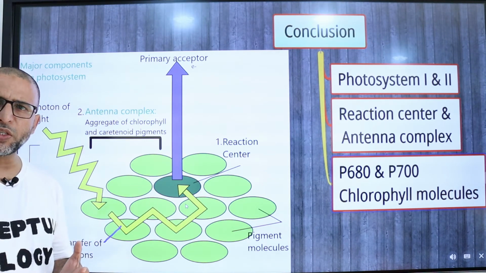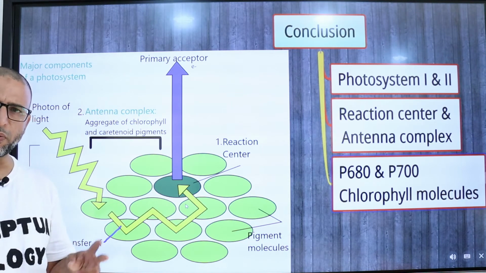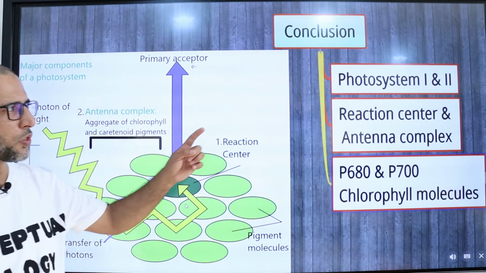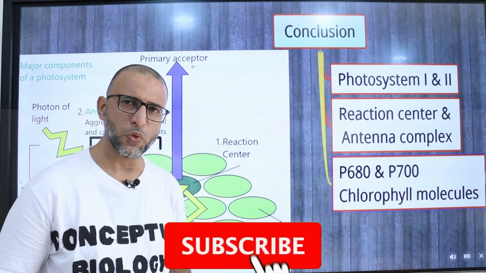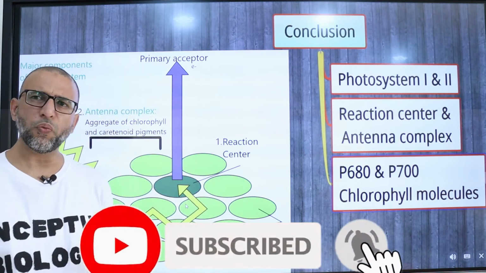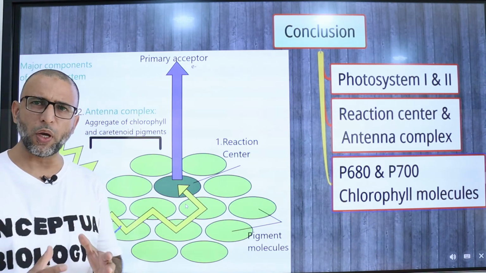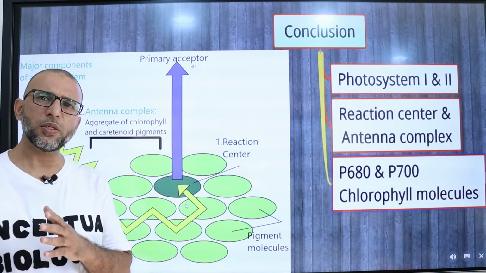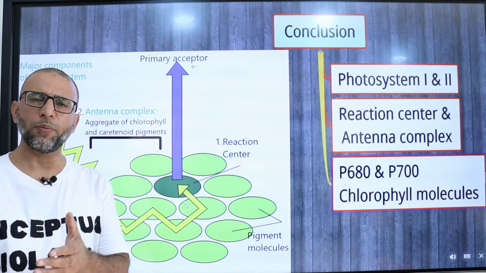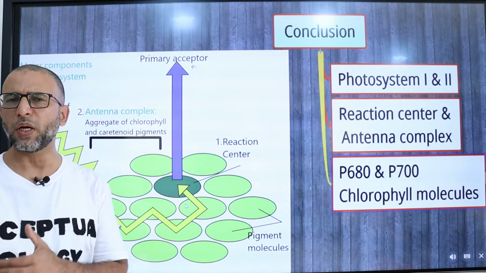Plants, green algae and cyanobacteria have two types of photosystem, that is photosystem 1 and photosystem 2. Photosystem 2 functions before photosystem 1, but photosystem 1 was discovered first and the systems were given their numbers before their order of use in the reactions.